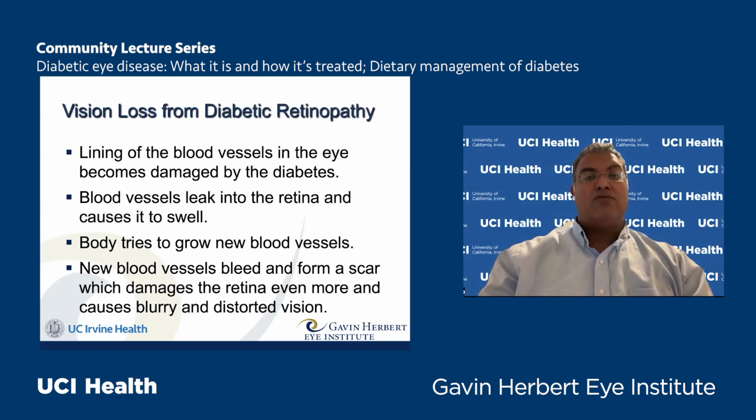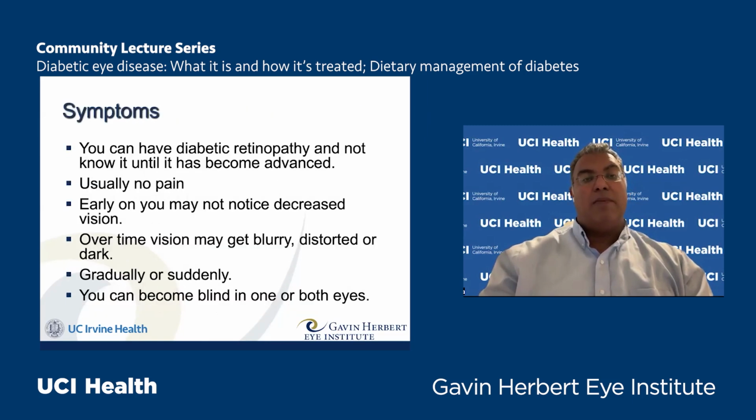So when vision loss comes from the diabetic retinopathy, that's when the lining of the blood vessels in the eye become damaged by the sugar from the diabetes. These blood vessels will leak into the retina, causing it to swell. The body tries to fix this by growing new blood vessels. Now, it's fine for your arm or your shoulder or even your heart to develop new blood vessels when blood vessels are damaged. But new blood vessels in the eye don't work as well because the eye needs to be transparent so the light can get to the photoreceptors. So these new blood vessels will bleed and they'll form a scar, and the scar can damage the retina, causing blurry and distorted vision.